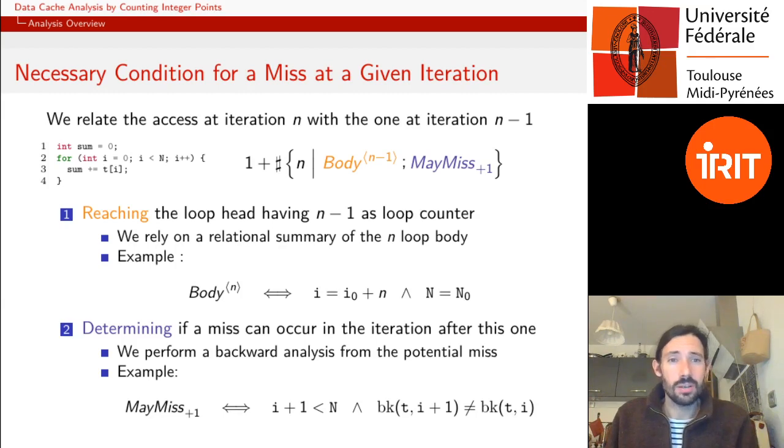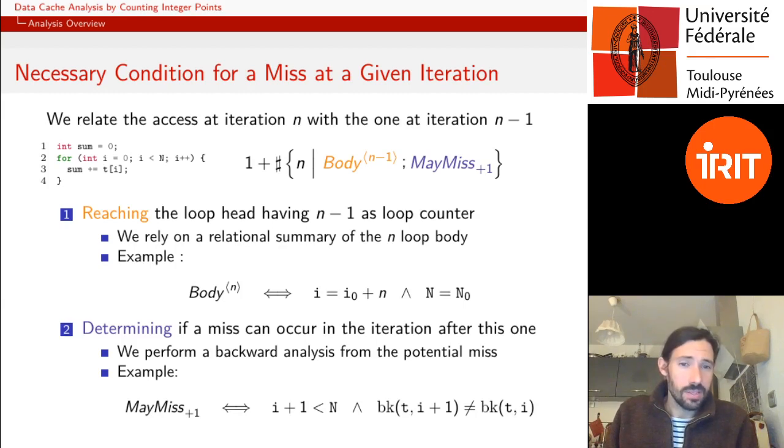First of all, reaching the loop head with n-1 as loop counter. This will be done using a summary that we don't compute in this work, that we imagine is provided. It's something rather simple. For example, it just says that I, whose initial value is I0, is being incremented by n during n iterations, and capital N, the loop bound, is unchanged by the iteration, so it preserves its initial value. So this is quite an easy part.